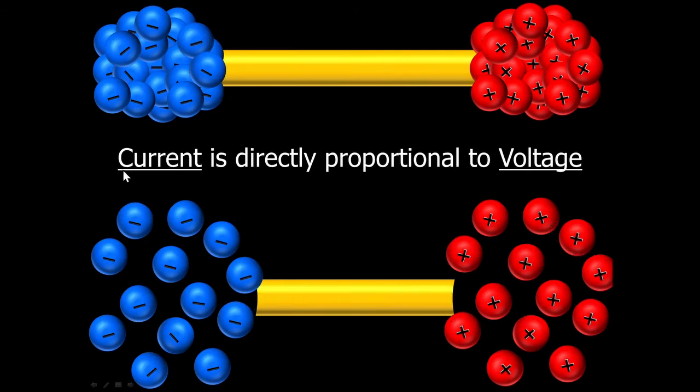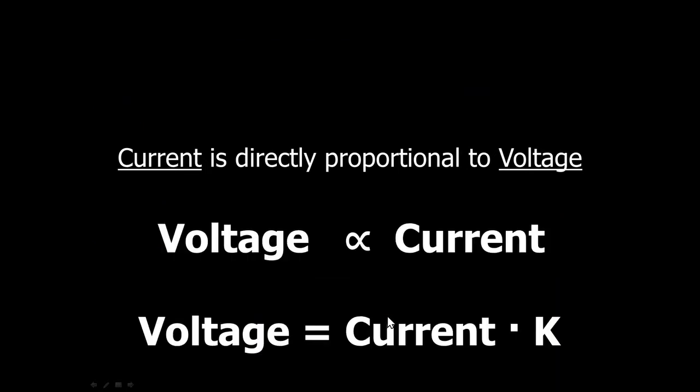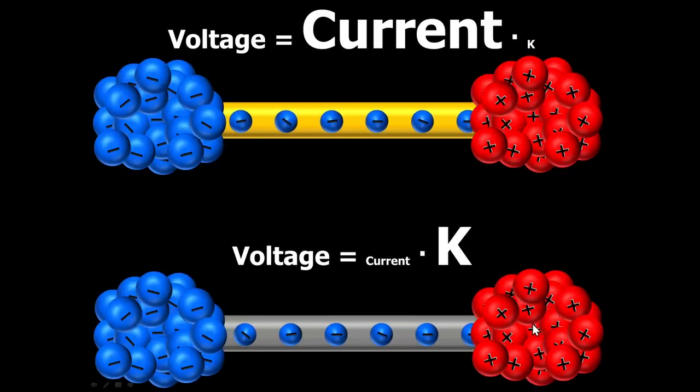So these two things are going to be directly proportional. If I had half as much voltage, I should have half as much current, as long as everything else about that is the same. So voltage and current are directly proportional. This is the symbol for proportional. And if two things are directly proportional, you can set them equal if you multiply by the right proportionality constant.